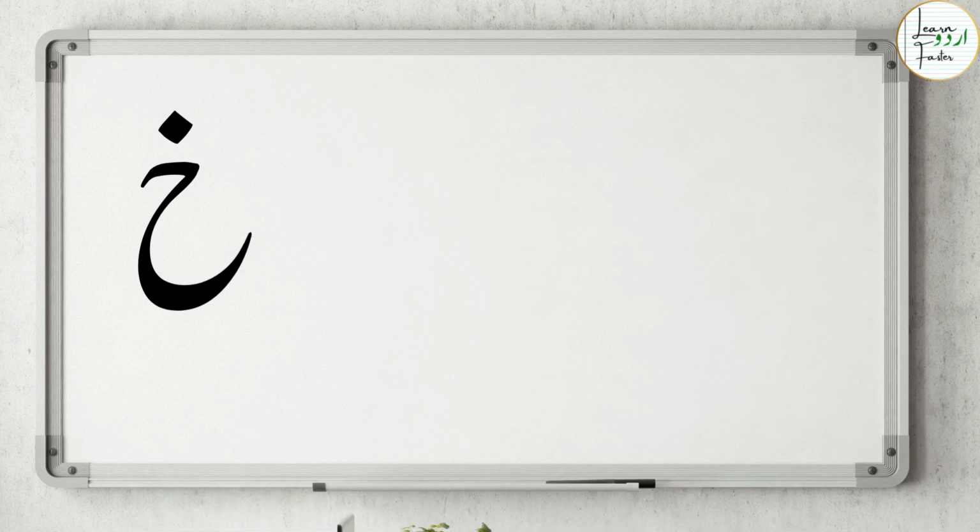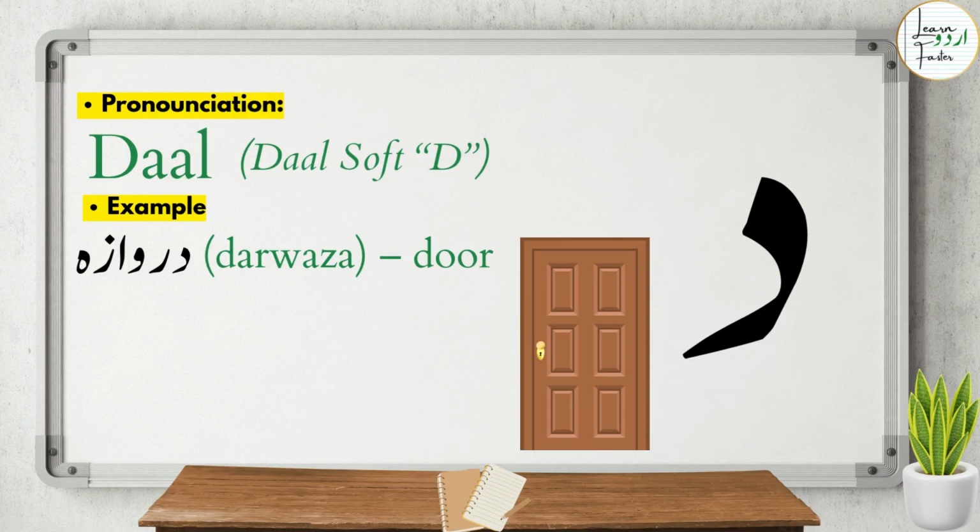So I hope you understand it. Moving to the next alphabet, Dal. Repeat after me. Dal. With a soft D. The word example is Darwaza. Darwaza, a door.